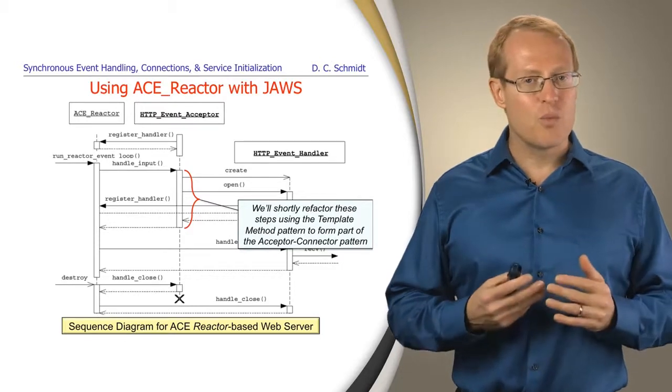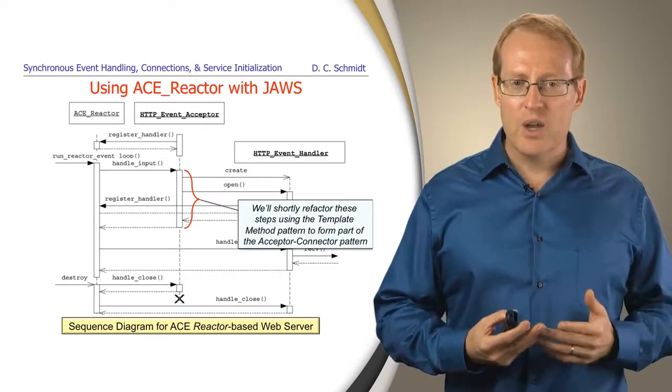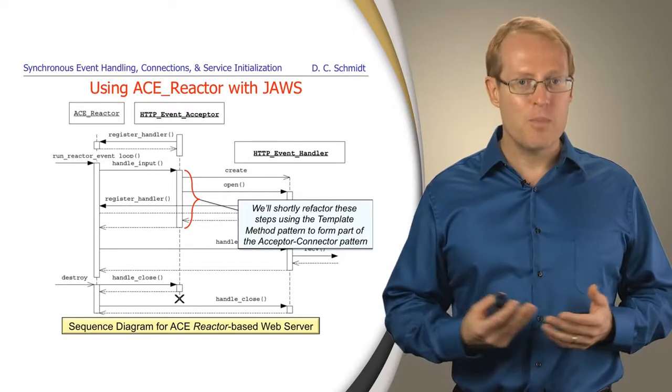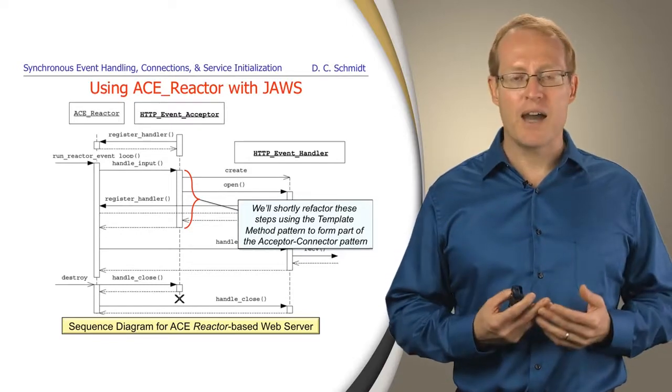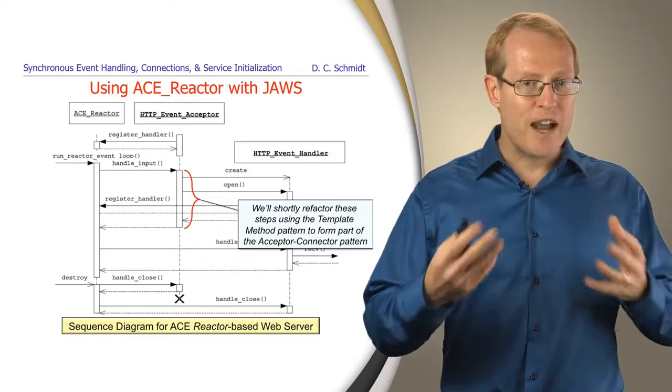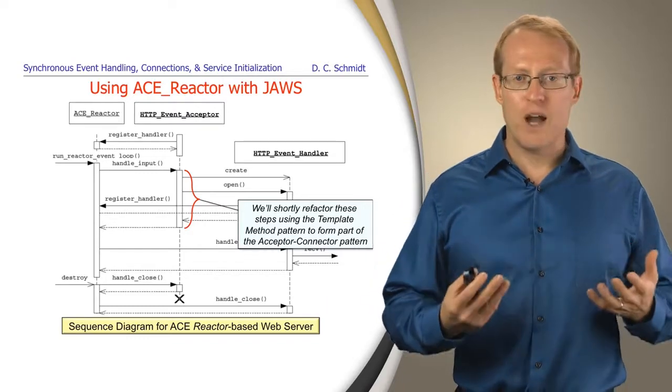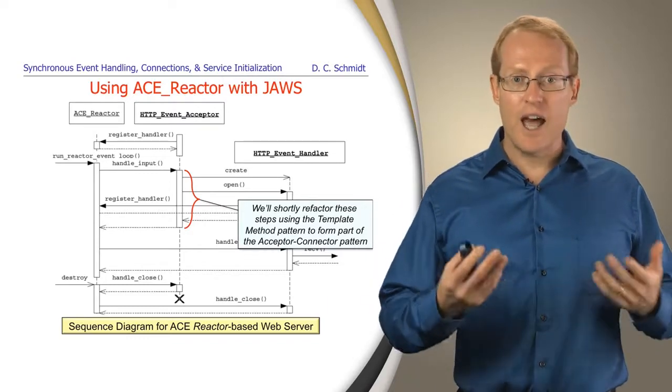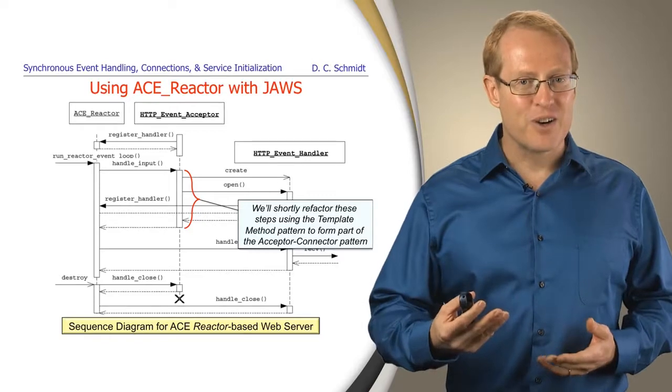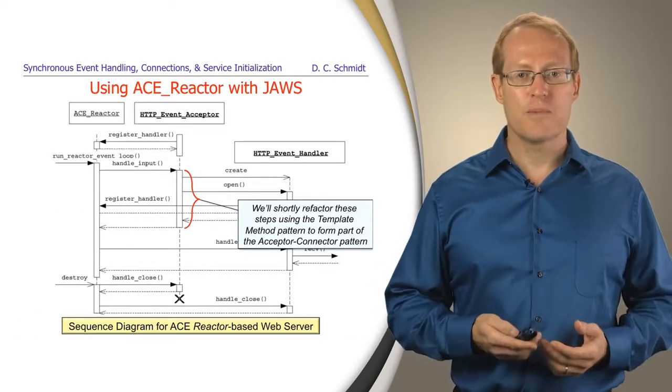You'll see later that when we step back and look at this logic, we can actually apply some Gang of Four patterns, such as the template method pattern. And we can use this refactoring in order to help drive the main logic and algorithm of the acceptor connector pattern, which we'll talk about shortly.